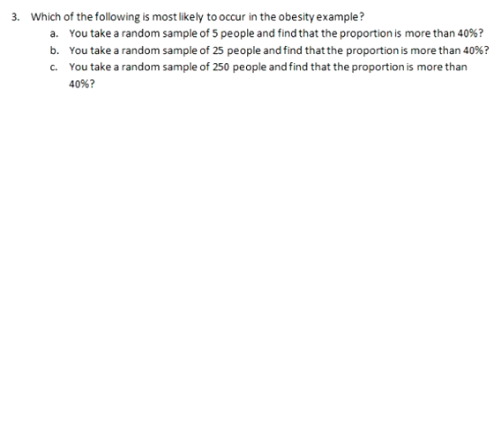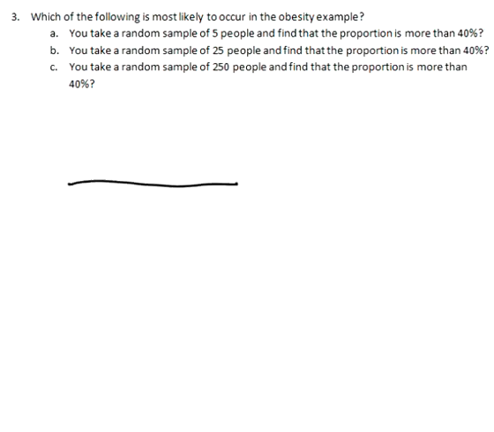For problem 3, we want to determine which of the following is most likely in the example for the obesity problem. Either we take a random sample of 5 people, or we take a random sample of 25 people, or we take a random sample of 250 people, and we find that their proportion is more than 40%. Now, the sampling distribution should follow the same general characteristics of the population, which means that we should have a center value at 0.36 for all of our distributions.